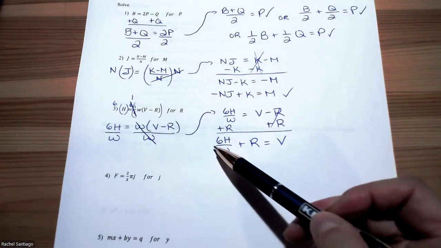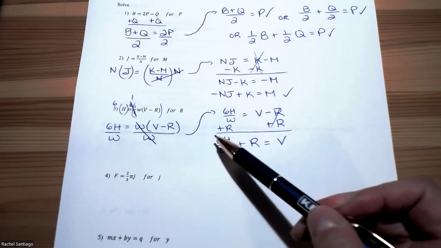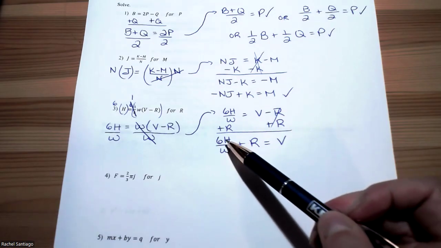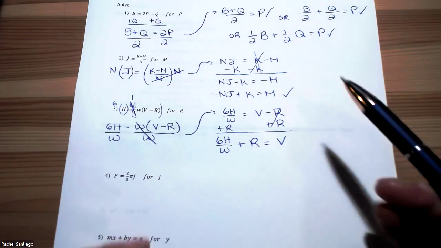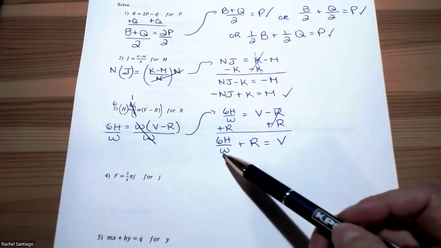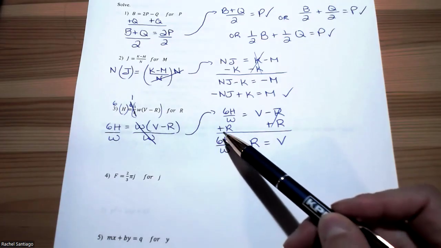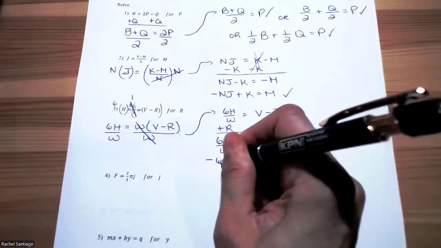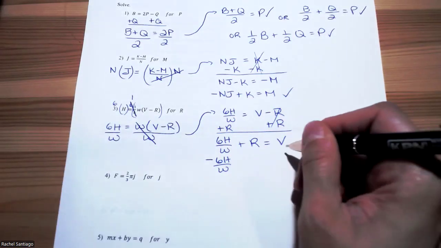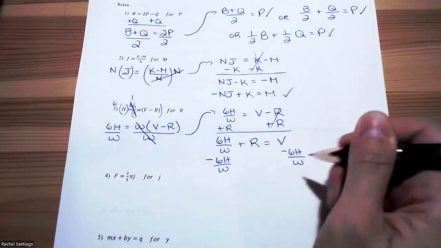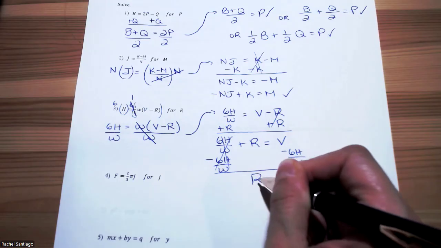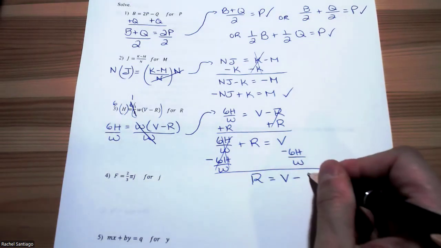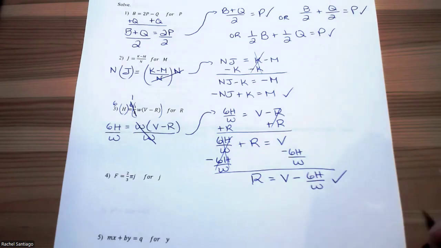You might be thinking, well, wait a second, that's a fraction. Wouldn't you do the opposite operation? Remember, you can only move terms from one side to the other by either adding or subtracting, whichever is opposite. This is a positive 6h over w, so I'm going to subtract 6h over w. Now that I do that, I am left with r is equal to v minus 6h over w. And that is my final answer.